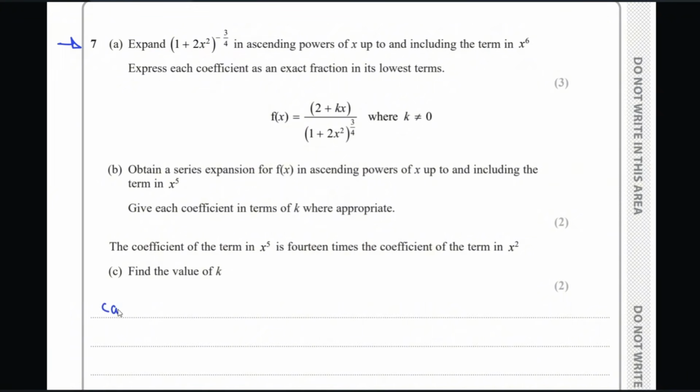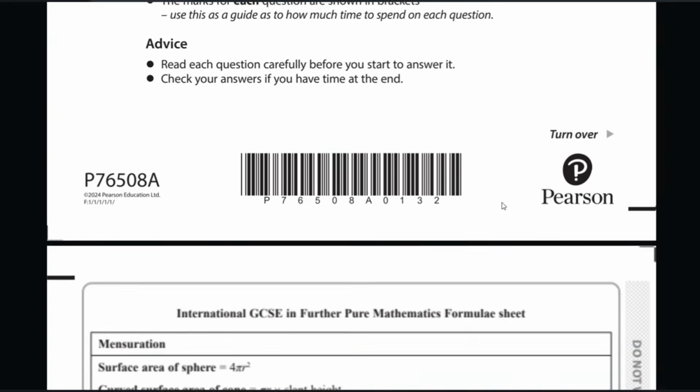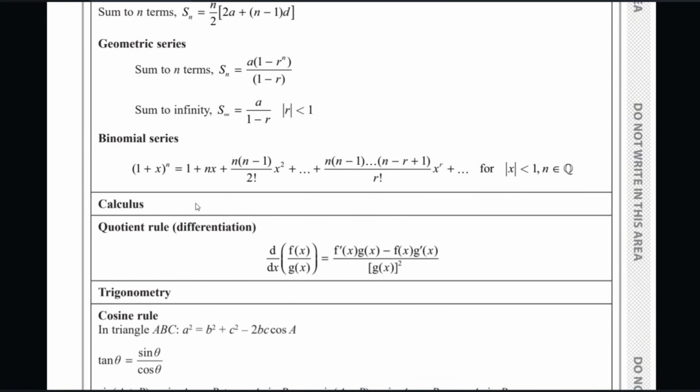So for question A, we need to expand (1 + 2x²) to the power -3/4. We'll have many terms when we expand this bracket. Let's check the formula on how to expand this. We can check the second page of this paper, and we have the formula here under binomial series. If you have (1 + x)^n, it is equal to, the 0th term is going to be 1, plus the first term is going to be n times x, where n is the power, x is the second term in the bracket.